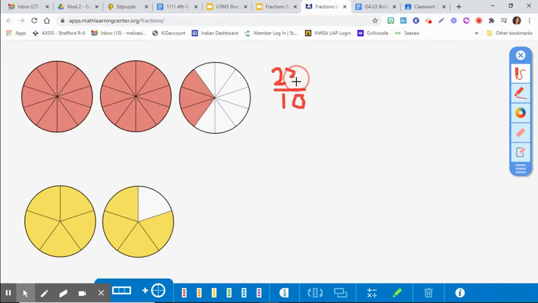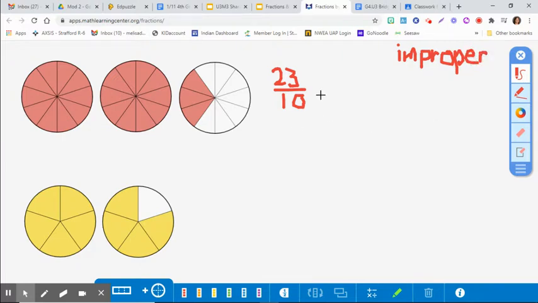Remember that if we have a larger number on top than we do on the bottom, it is called an improper fraction. Improper.